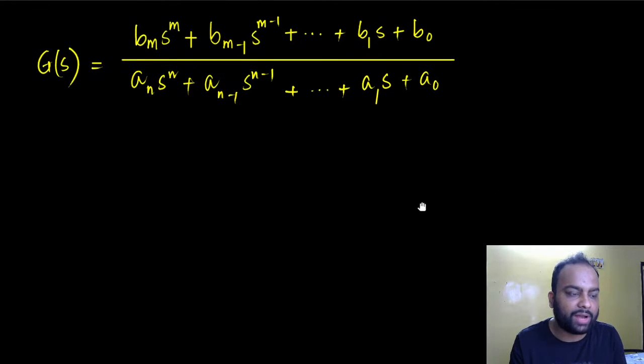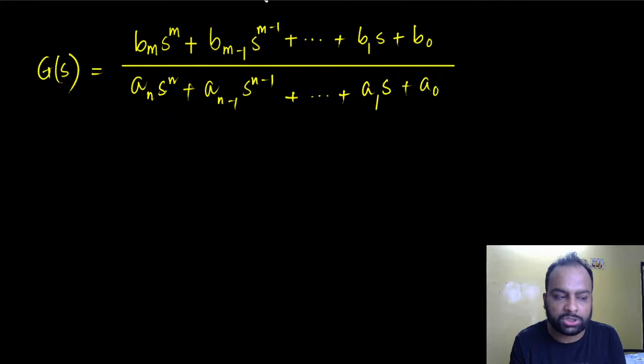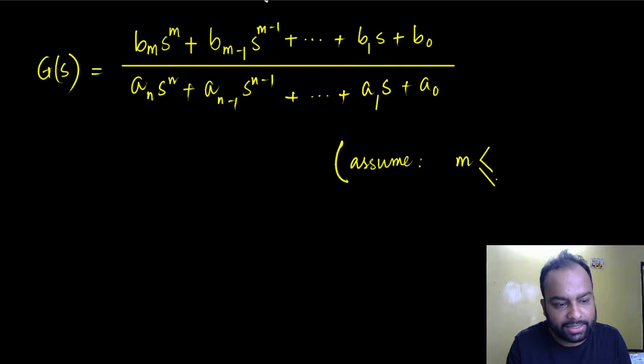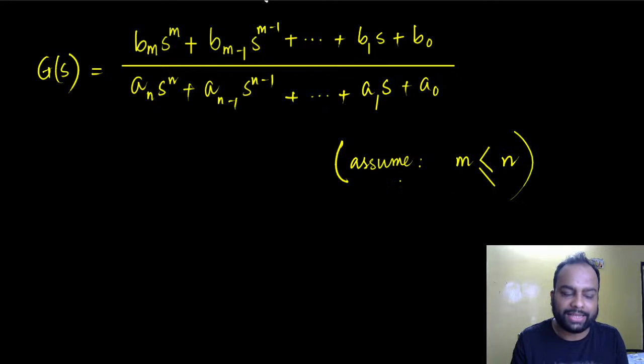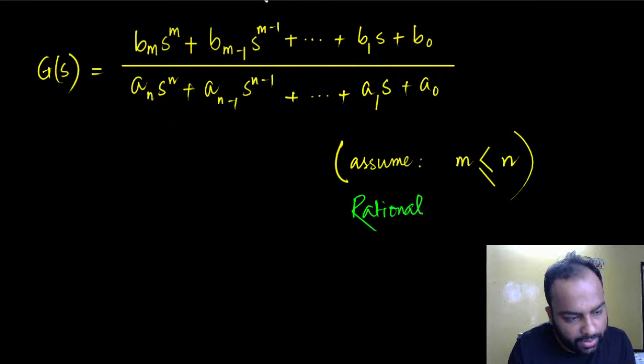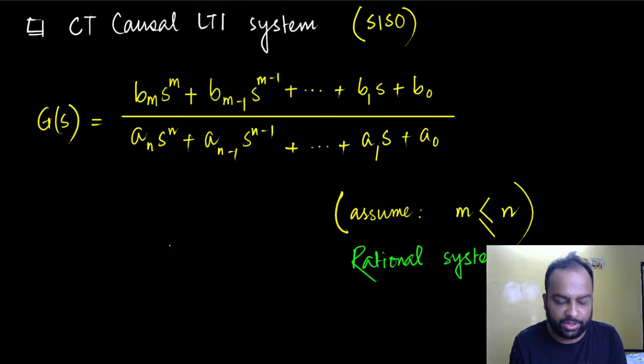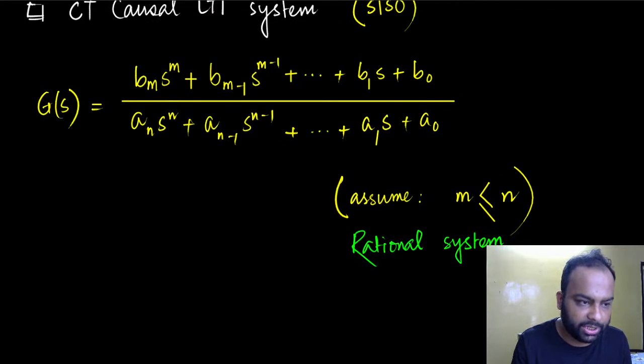We call the transfer function rational if the order of the numerator is at most equal to the order of the denominator. So we would assume, in addition to this, that the order of the numerator is less than or equal to the order of the denominator. That's an assumption, called the rational transfer function assumption. Again, we are going to discuss these things at a later point. So we're just assuming a rational system. For a rational system, the order of the numerator could be at most equal to the order of the denominator. So if the order of the denominator is 3, the order of the numerator could be 3, 2, 1, 0, anything like that. But the order of the numerator couldn't be 4. So that's an assumption here.